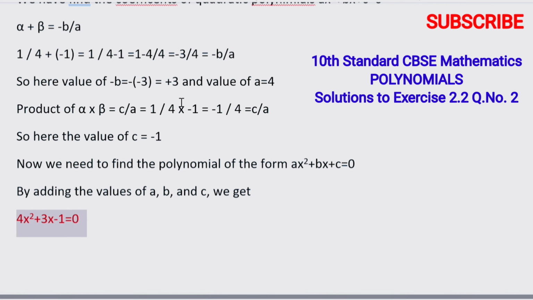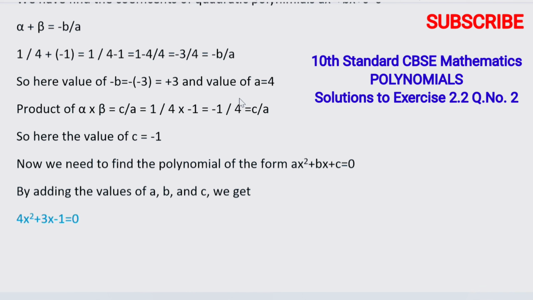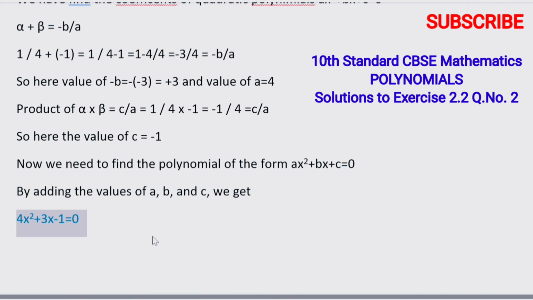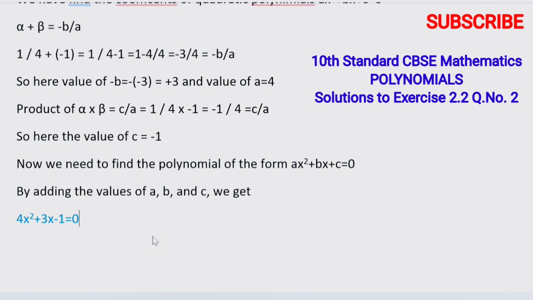If we go by the rules of the zeros of the polynomial, this is the answer. That is 4x square plus 3x minus 1. As per our understanding of the sum of the zeros and product of the zeros, we get 4x square plus 3x minus 1 for question number 1. Hope you understood. We'll go for question number 2.